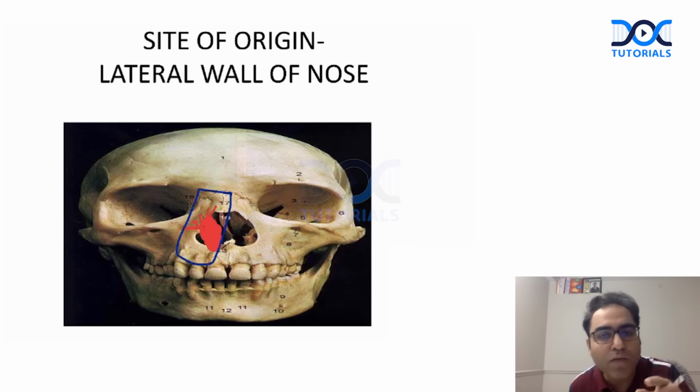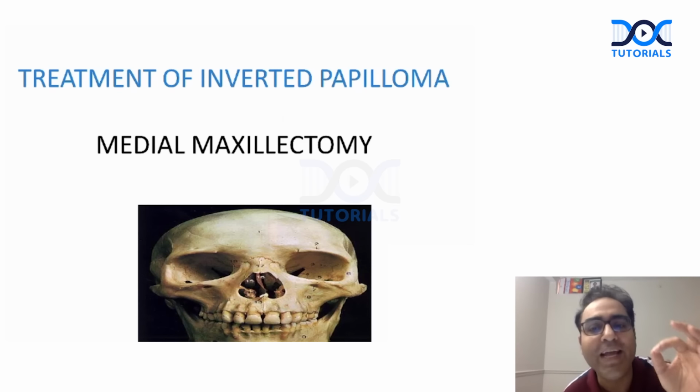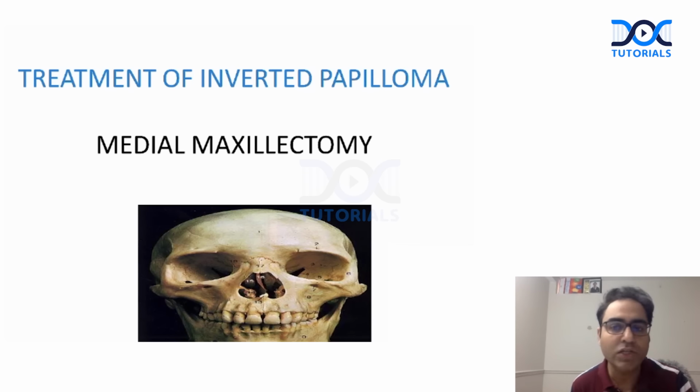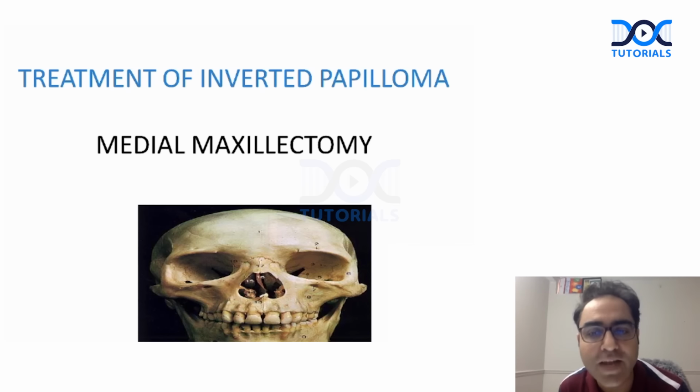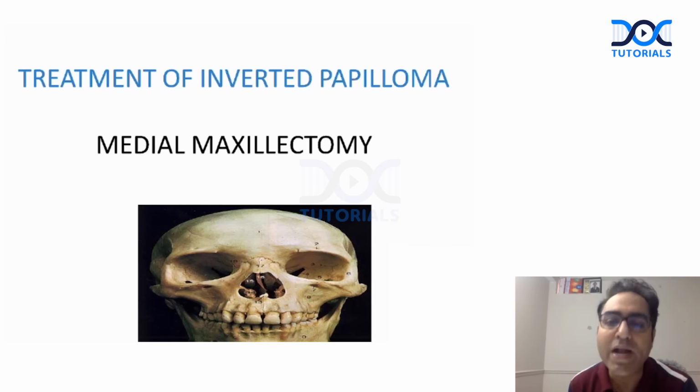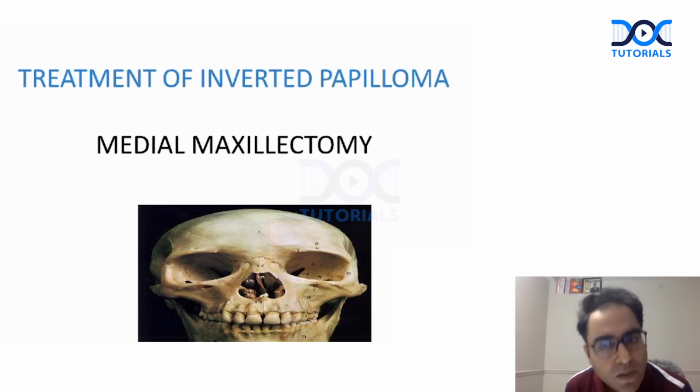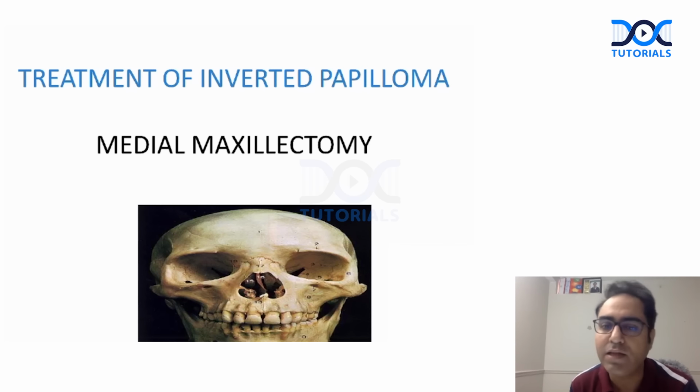Guys, the lateral wall of nose is equal to the medial wall of maxilla. So what is the name of surgery? The name of surgery is medial maxillectomy. In which condition in ENT do we do medial maxillectomy? The answer is inverted papilloma of the nose. It arises from the lateral wall of nose, which is the medial wall of maxilla, and it needs to be removed because it's a locally aggressive, locally spreading tumor. That's why the surgery is medial maxillectomy.